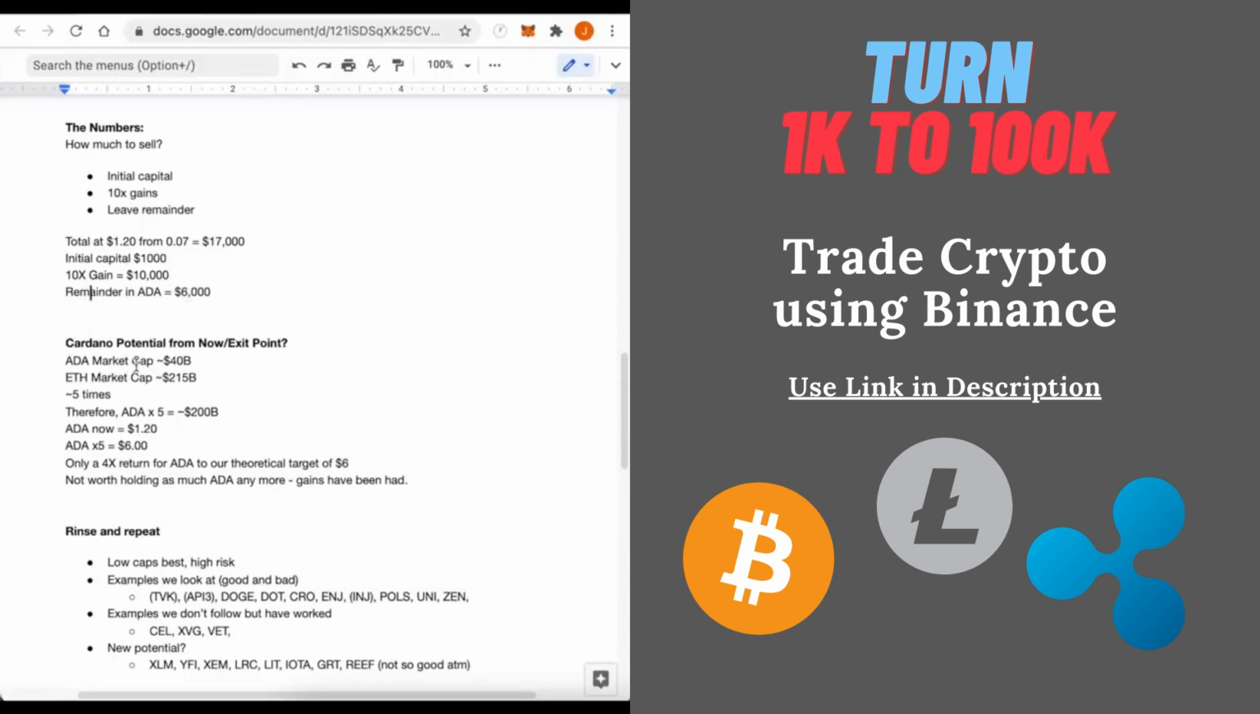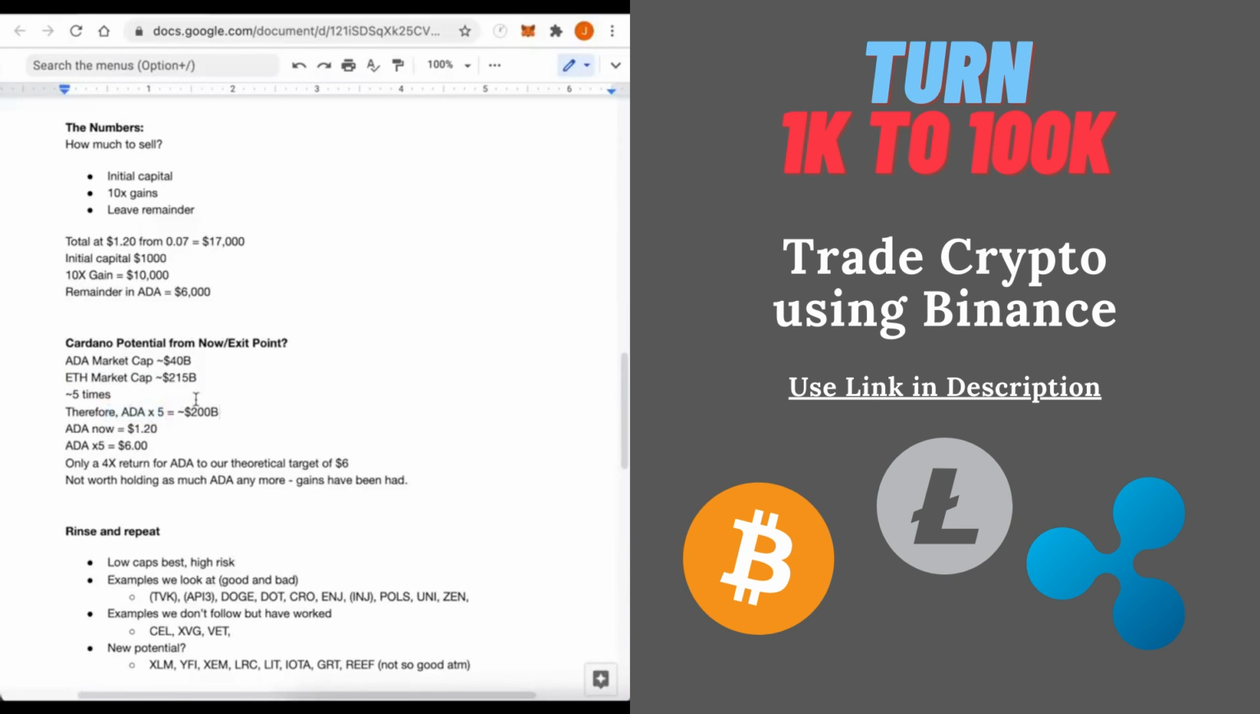What's the potential for Cardano from here? So can our money be better suited elsewhere, or are we better off just leaving the whole thing in Cardano to continue shooting up? 5x from here for Cardano, reason being, ADA market cap, approximately 40 billion at this time. Ethereum, 215 billion. So look, give or take, about 5 times. 40 into 200, about 5 times. Therefore, ADA at 5 times is 200 billion. Now, I'm using this because that's Ethereum's current market cap.